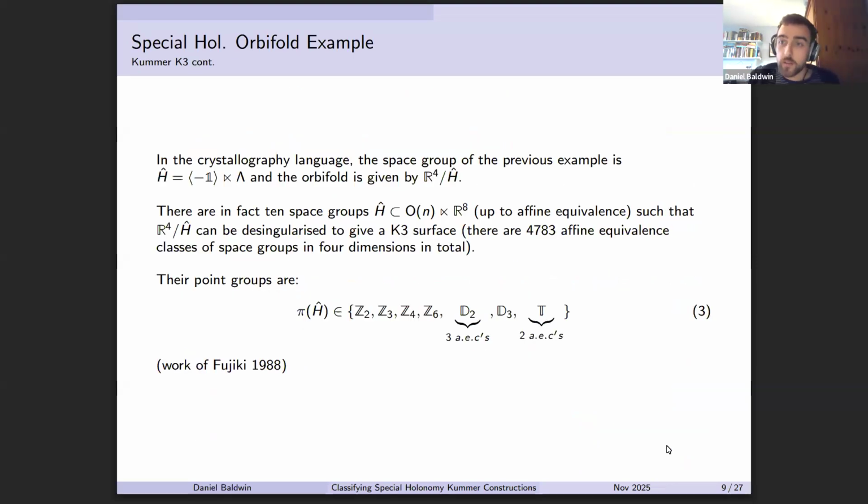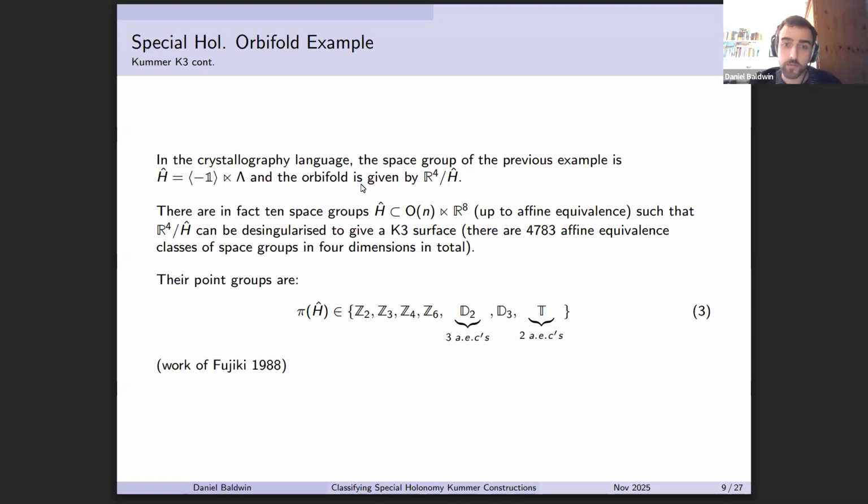So in the crystallography language that I introduced before, the space group of the previous example is just the semi-direct product of the point group Z2 and the square lattice. So here the space group actually is a semi-direct product because the group action isn't acting by translations at the same time that it's rotating. And the orbifold is just R4 mod this space group.